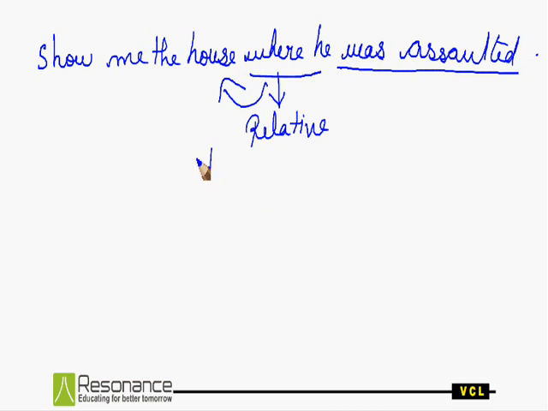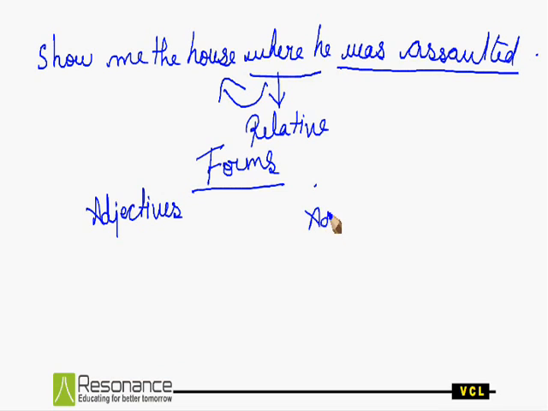Now forms. Forms of adverbs. Some adverbs are the same in form as the corresponding adjectives. That is, some words are used sometimes as adjectives and sometimes as adverbs. To show the difference, I would like to tell you some examples. Let's take adjectives on one side and adverbs on the other side.